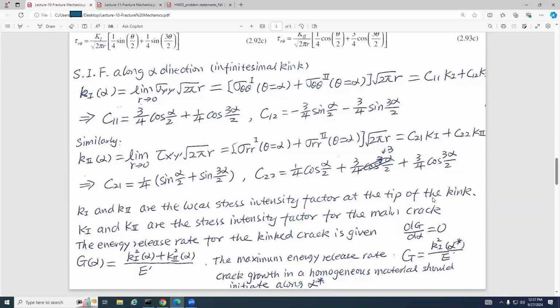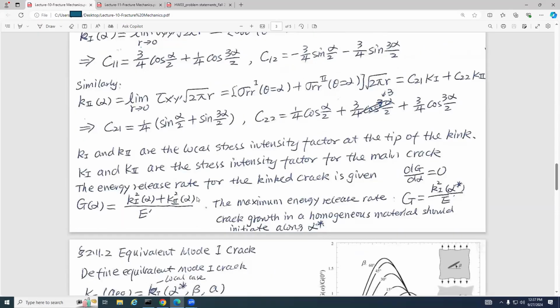Or kinky cracks, just very tiny cracks. So the energy release rate for the kinky crack is given by this. We just need to know how to use this equation. The energy release rate for the kinked crack is given by lowercase k1, keep in mind this is lowercase, and this is also lowercase, squared, and divided by Young's modulus. So this equals Ki squared alpha star Ke1, and you can use that one to calculate the maximum energy release rate.